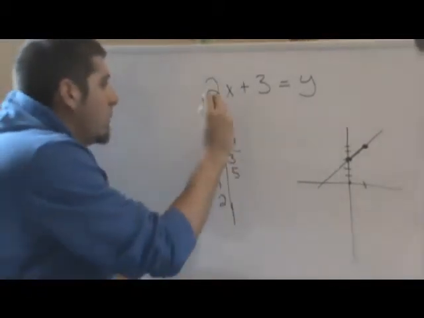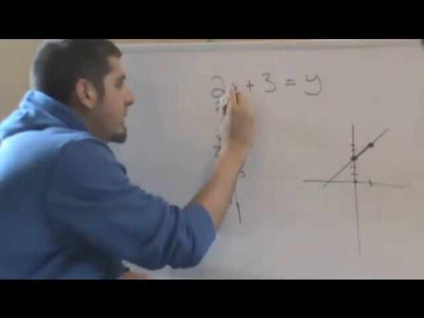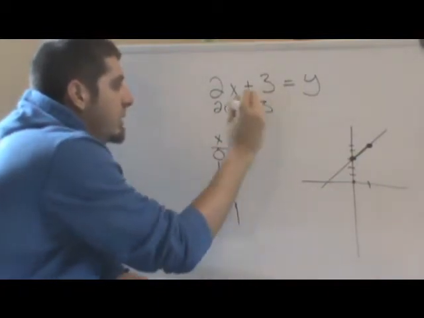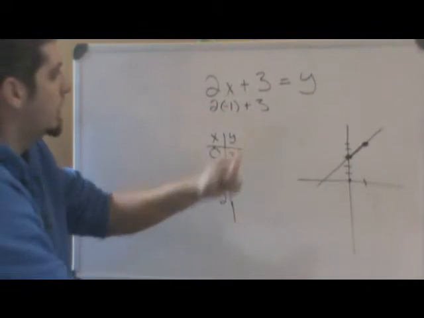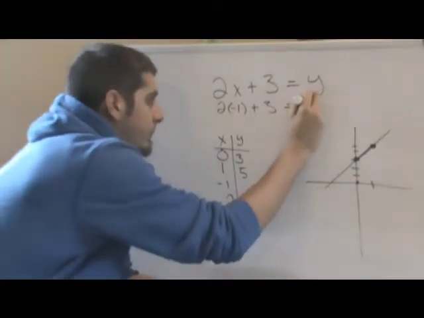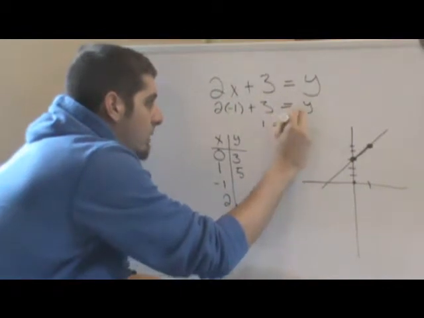So if we plugged in -1, we'd do 2 times -1, which is -2, plus 3, so we're doing -2 plus 3, which gets us to 1.